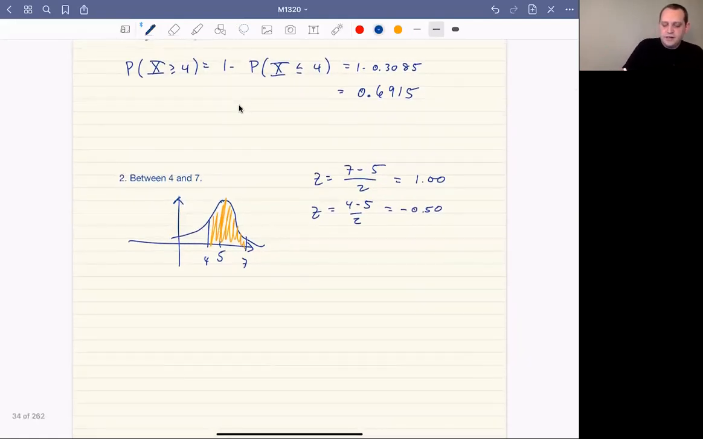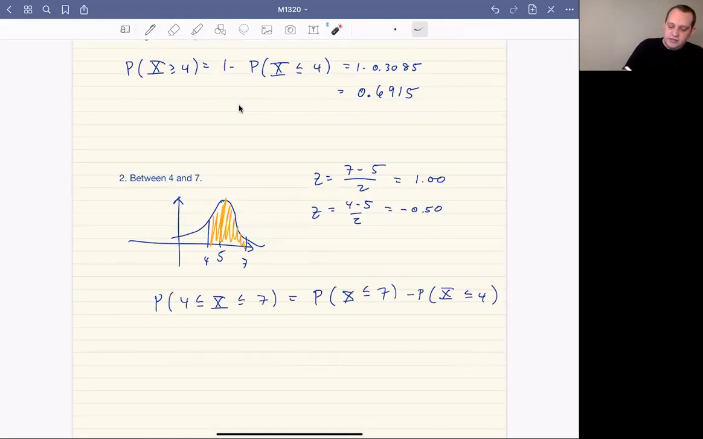And so what's going to happen is our area here, the probability that a randomly selected value is between 4 and 7, is going to be, I just want to show you how I'm thinking about these probabilities, the probability that the value is less than or equal to 7 minus the probability that it's less than or equal to 4. You take all the area up to 7, subtract the area up to 4, and then you're left with this orangish area, which is exactly what we want.